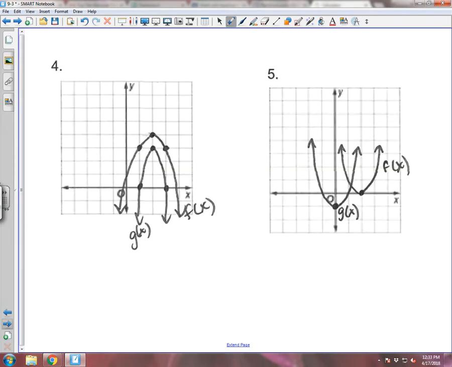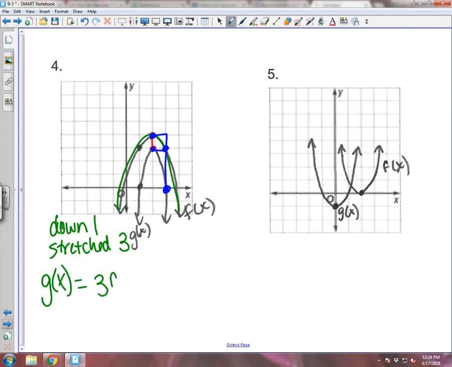Okay, let's take a look at number 4. Here's f of x. First question is, has it been moved? Well, yes, it's been moved down 1. It was not flipped because it was already flipped, but if you take a look here, this one has to be moved 1 unit over, 1 unit down. This one is 1 unit over, 3 units down. So this thing has been stretched by 3. So if I'm going to write a function for g of x, if it's stretched by 3, that 3 has to go out front. And if it goes down by 1, there needs to be a minus 1 on the end.